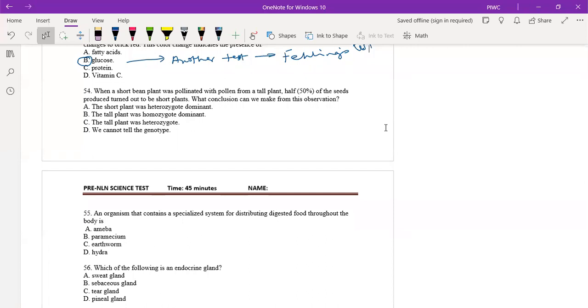All right. So it means here we expect the tall plant to be heterozygote. Heterozygote, in other words, it should be uppercase and lowercase. Okay, so it means this has to be uppercase and lowercase, and this is lowercase, since shortness is always recessive, right? This is the only way we can have 50%, 50%.